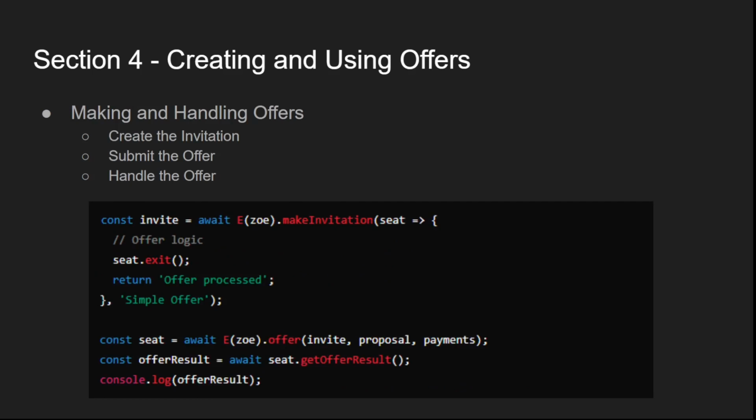Creating and submitting offers involves several steps. First, you must create the invitation. Use Zoe to create an invitation to interact with the contract. Next, you'll submit the offer. Use the invitation, proposal, and payments to make an offer. Next, handling the offer. The contract processes the offer using the offer hook and responds accordingly.